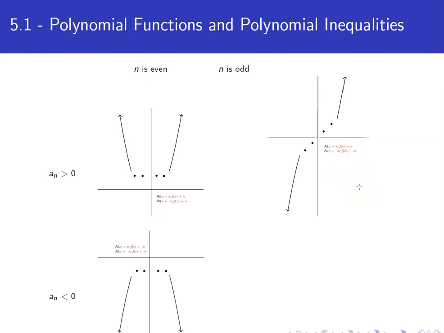Now to see what happens when the leading coefficient is negative, well, we already know that if we multiply on the outside by a negative, it flips it across the x-axis. So basically it's the same type of picture that we have above, just flipped upside down. So both tails will be pointing down in this case if n is even. And if n is odd, then the left tail will point up and the right tail will point down. And you can also see the descriptions of the end behavior here.